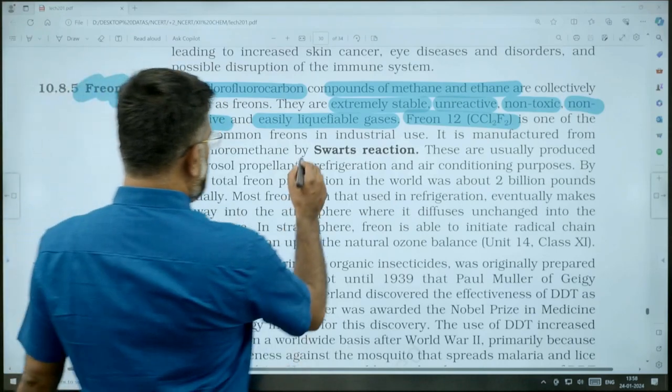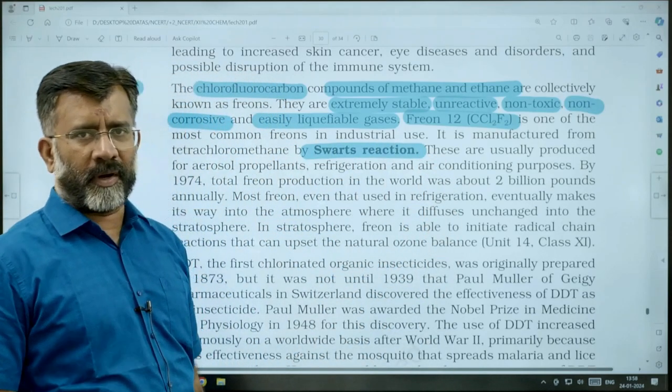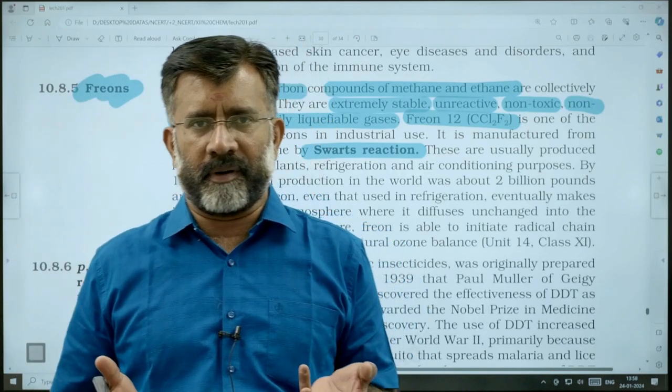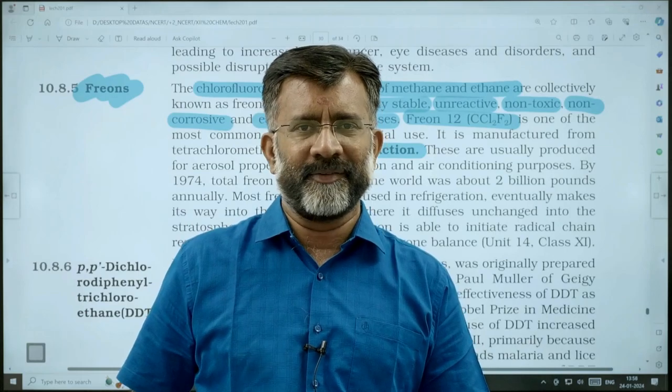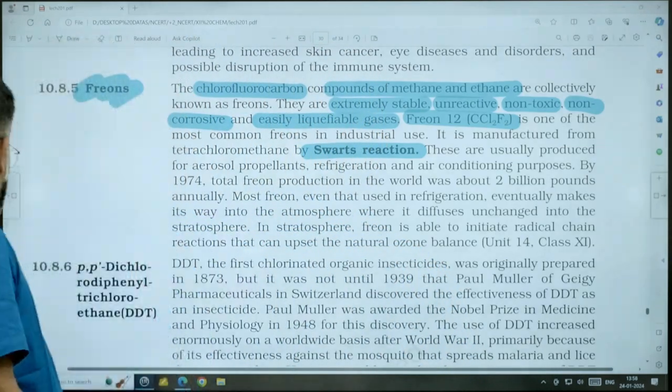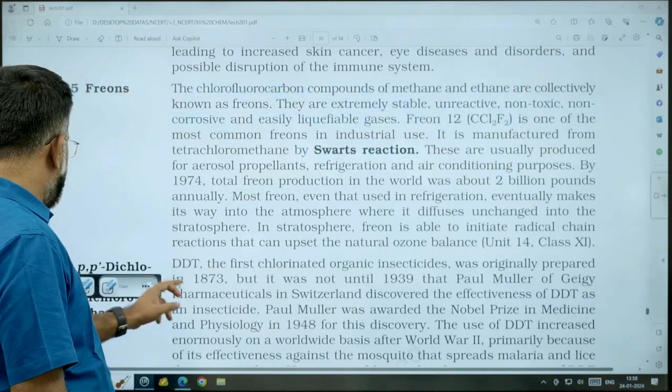They are produced by the Schwartz reaction. Hope you remember the Schwartz reaction: alkyl chloride or bromide is converted to fluoride by treating with metal fluorides. And finally, a talk on DDT.